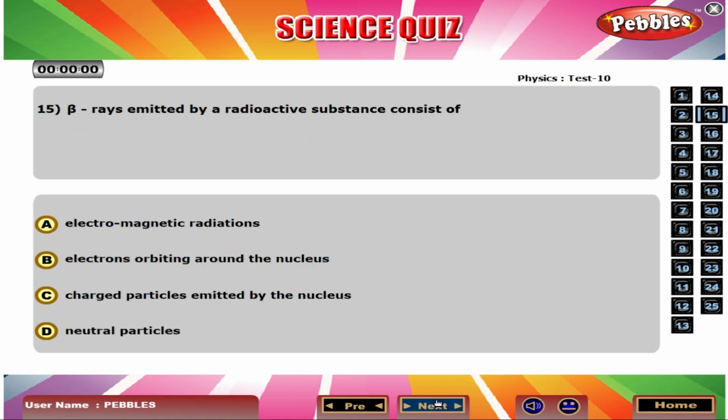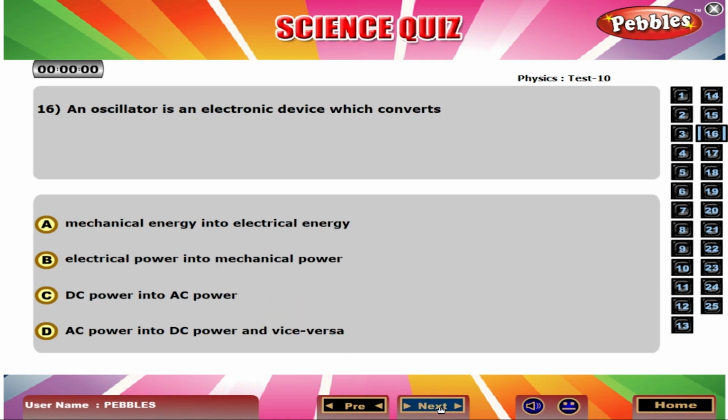Beta rays emitted by a radioactive substance consist of C. Charged particles emitted by the nucleus. An oscillator is an electronic device which converts C. DC power into AC power.